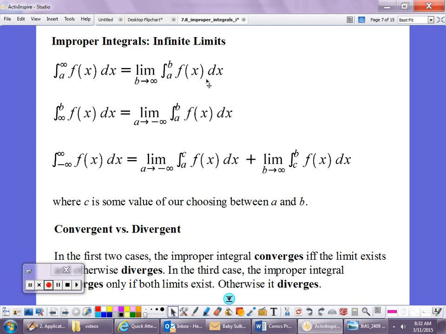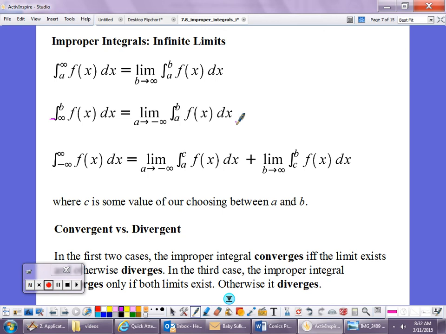The other case we could have is where our starting point is infinite, so this should actually be negative infinity right here. So the integral from negative infinity to some number b of f of x dx, we'll just replace this negative infinity with a, and we'll look at the limit as a approaches negative infinity of the integral from a to b of f of x dx.